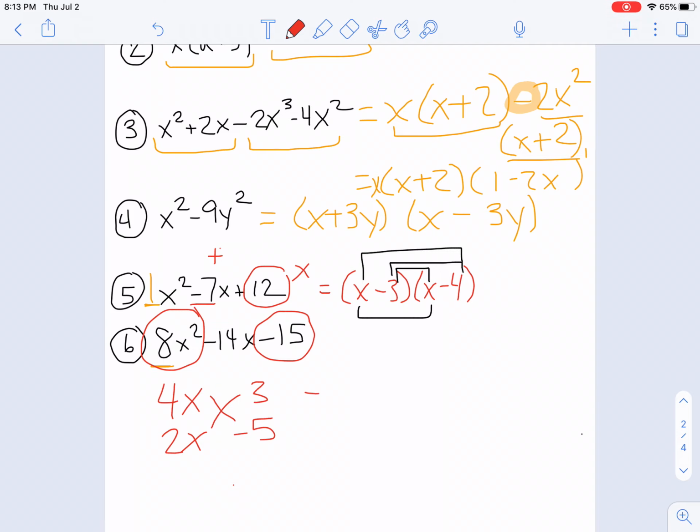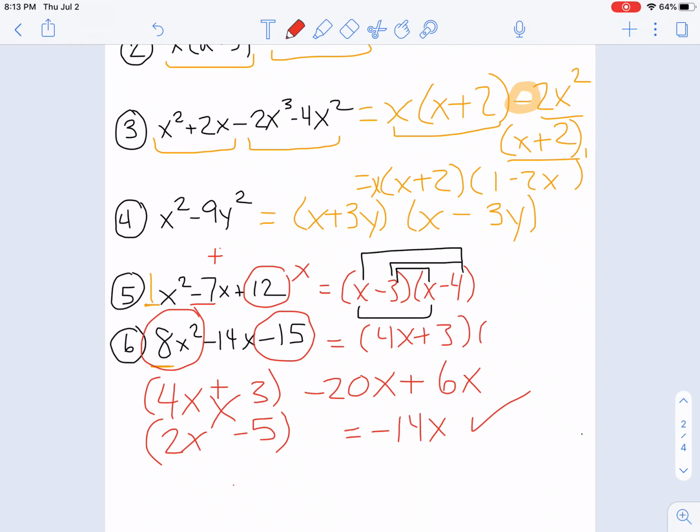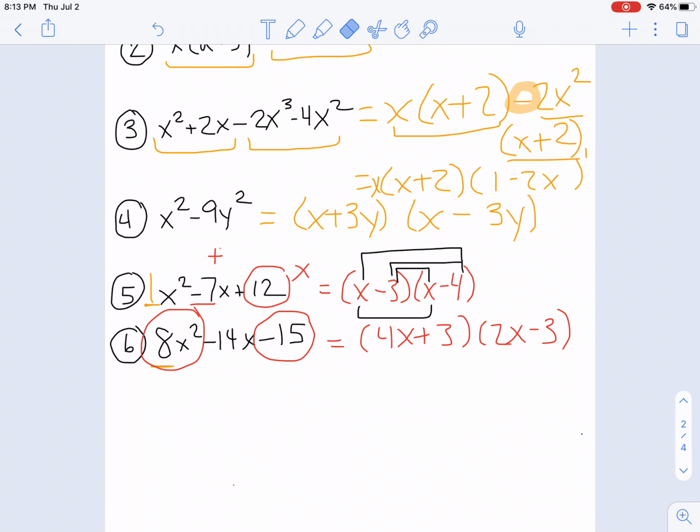4x times negative 5 is negative 20x, and 2x times 3 is plus 6x, and now I'm in luck because when I add them up, I end up with negative 14x, which is the middle term. So then my brackets are going to look like this. 4x plus 3 is my first bracket, and 2x minus 5 is my second bracket. And with crossover, you don't have a lot of work to show, but you do need to be really confident in those multiplication tables so that you can see and easily work with the factors.